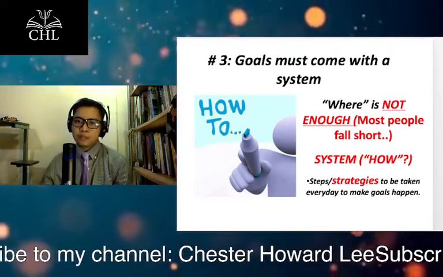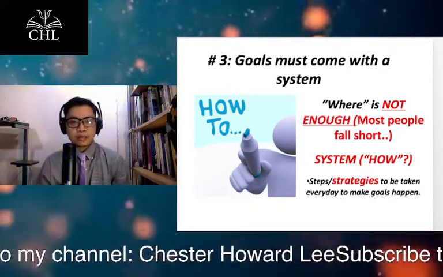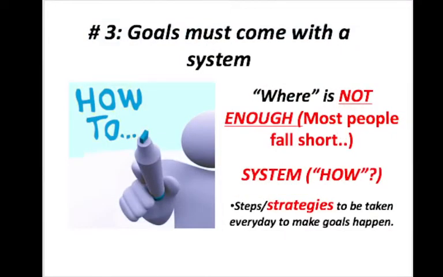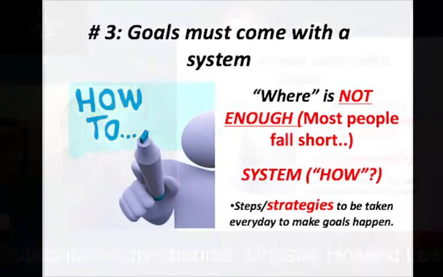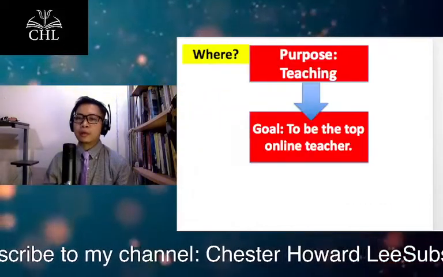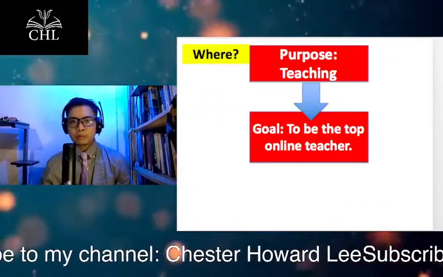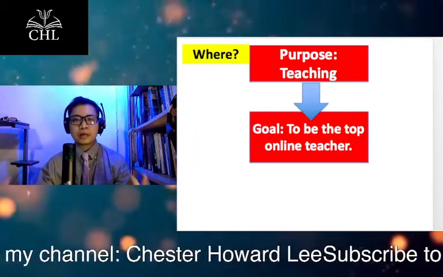So in the book of John Maxwell, he defines a system as you can see on the slide, steps or strategies to be taken every day to make goals happen. Mas gusto ko yung salitang strategies at yun yung ginagamit na salita ni Maxwell in his book. Paano mo matutupad yung goal na gusto mong ma-achieve? Kailangan mag-develop ka ng strategy. Hindi lang sapat na meron kang where, dapat meron ka ring how. Most people, they have a where, pero wala silang how.